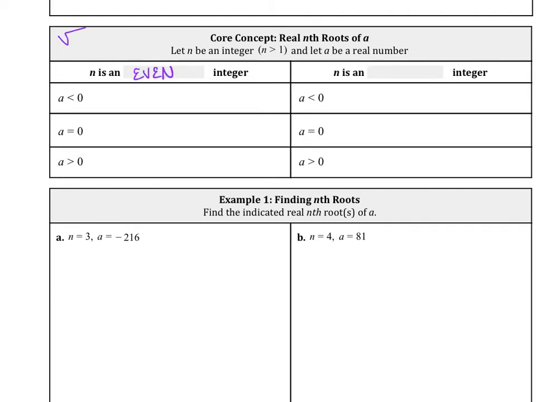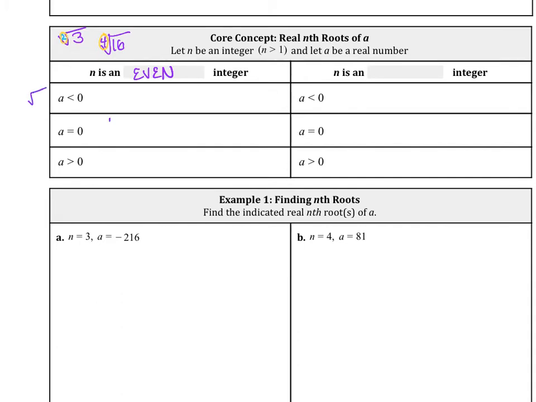For example, we're looking at the square root of 3. If you don't see a number here, there is an invisible 2 there. It's a square root of 3. Then we can think about the fourth root of 16. I'm looking at the index being even, the number inside the valley of the radical. So when a is less than 0, what happens with your real nth root?